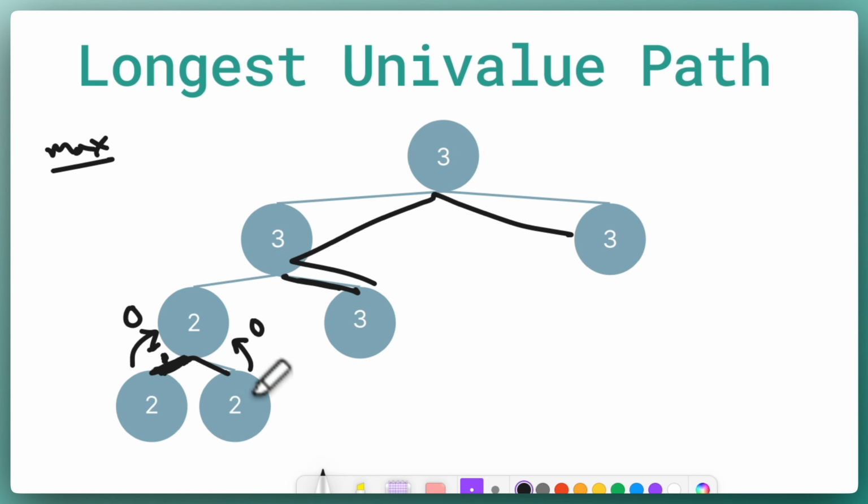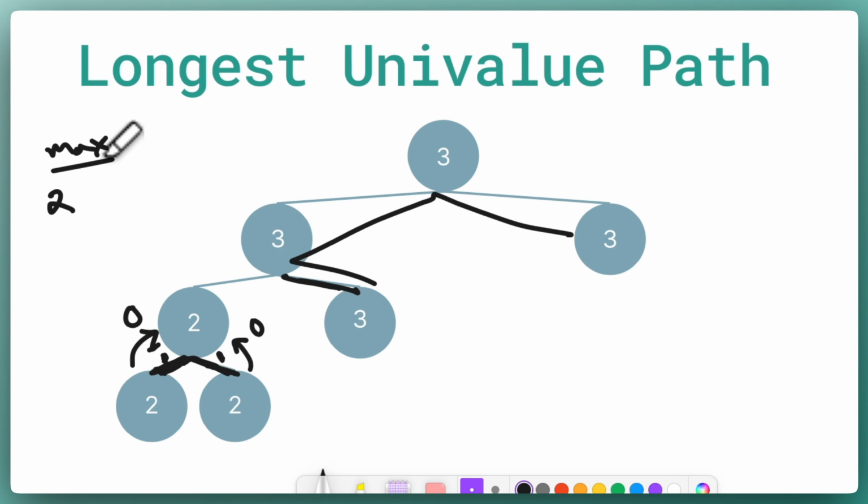So the same logic applies to our right child. They have the same value, so we can think about extending this edge right here. So that's a 1, and so now the longest Univalue path that goes through this node is going to be 1 plus 0 plus 1 plus 0, which is going to be 2. So we're just going to store that value in this variable max right here.